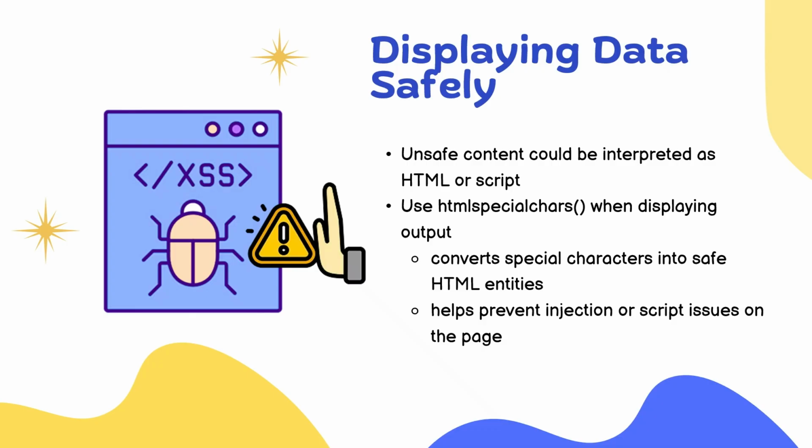Now, once the data is in the database, we need to display it. But even when displaying data, we still need to be careful. If we print database content directly to the browser without escaping it, unsafe content could be interpreted as HTML or script. And that's why we use the HTML special characters function when displaying input. This converts special characters into safe HTML entities and helps prevent injection or script issues on the page.